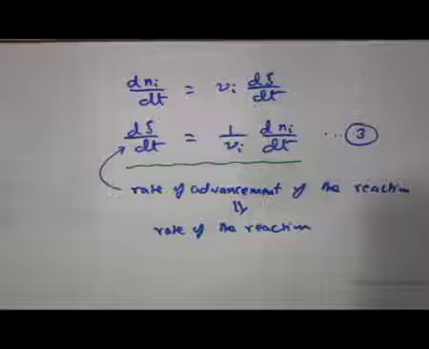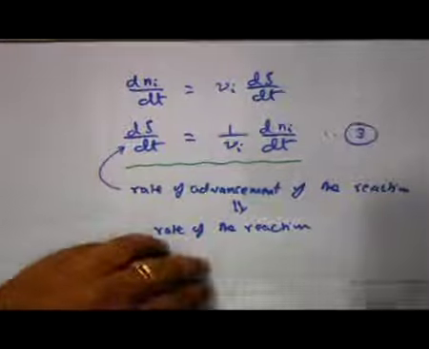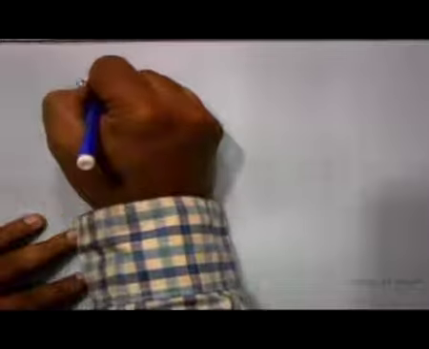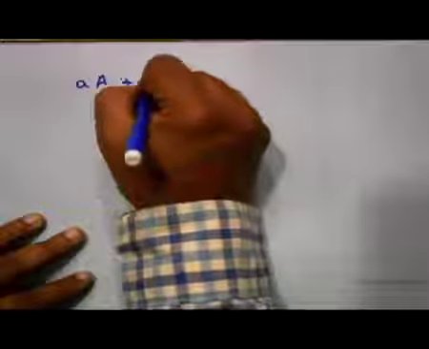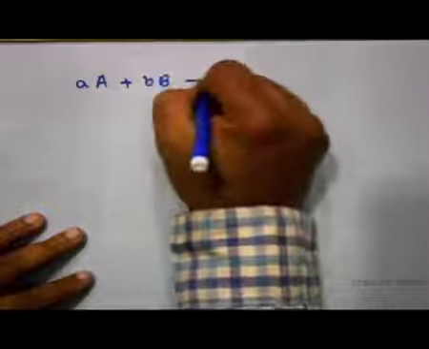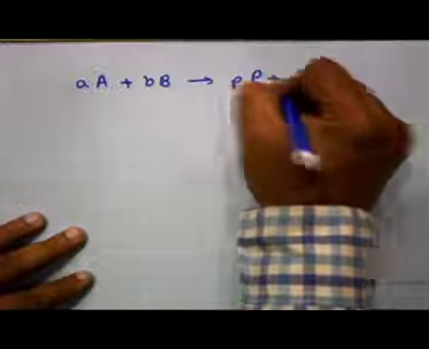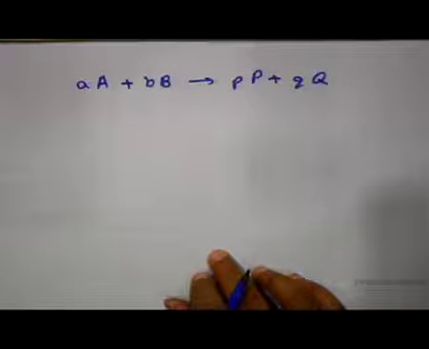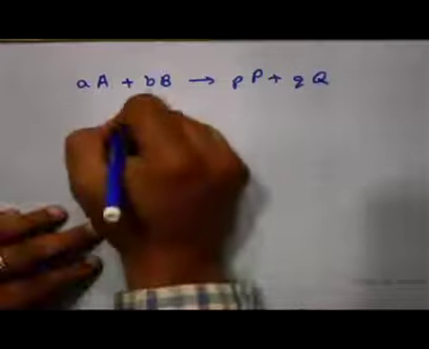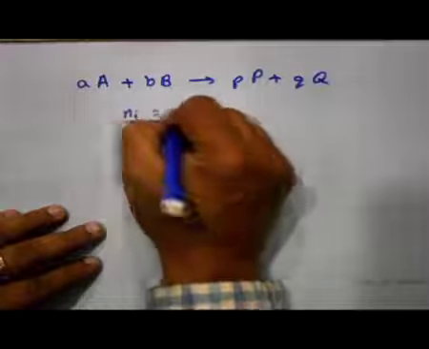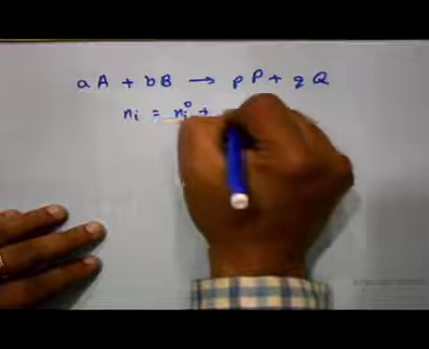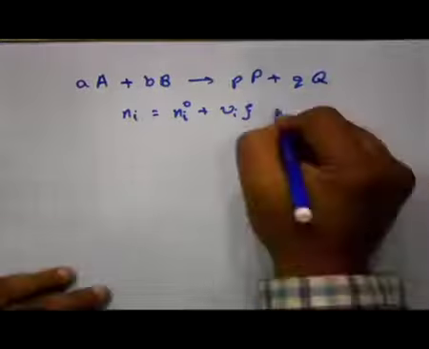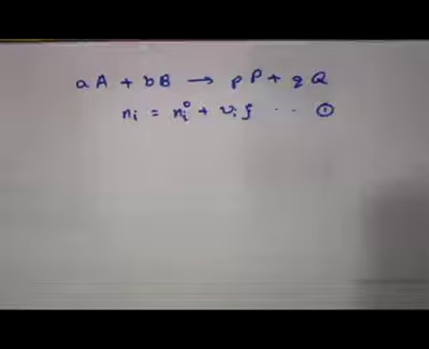Now, to elaborate this a little more, let us go back to our reaction. If you remember what the reaction was, I will write it again because we are flipping through pages, so we might forget: A plus B giving P and Q. So, this was the one we started with. Then, based on equation 1, we had said that N I is equal to N I 0 plus nu I xi, right. This was equation 1.